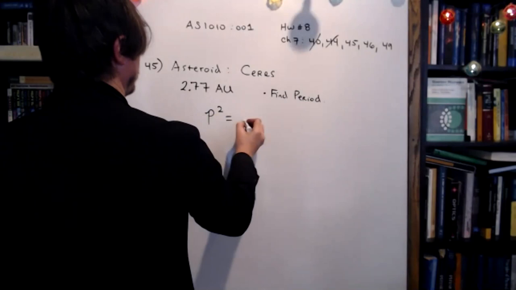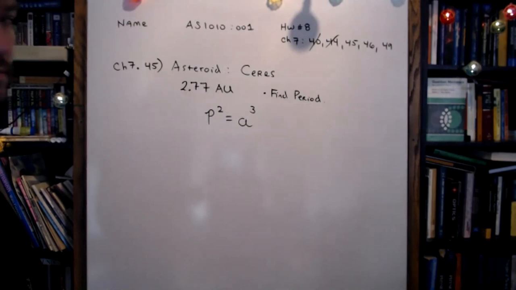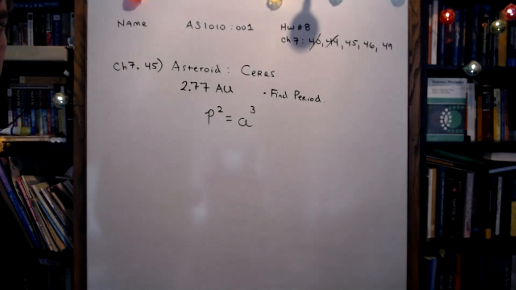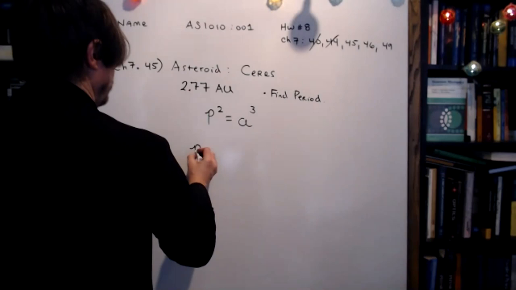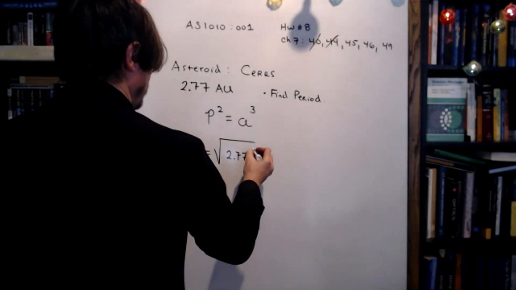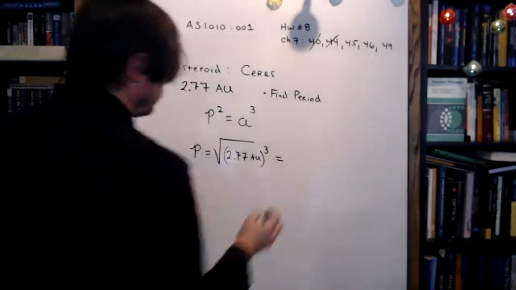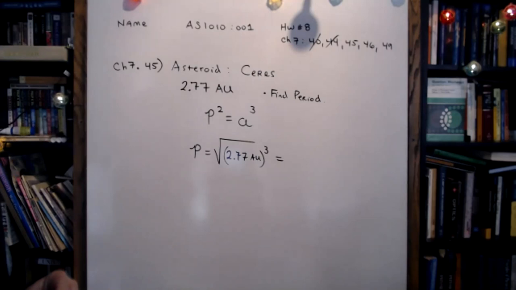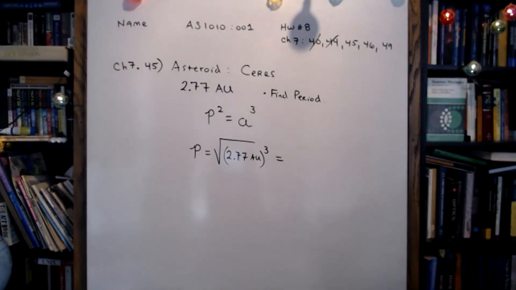All right, so what do I do? So a would be 2.77, and thus P would be the square root of 2.77 AU cubed. Go ahead and punch that up for me.